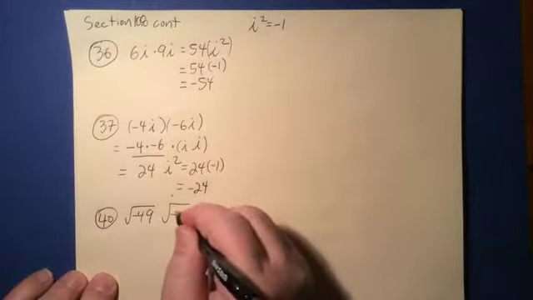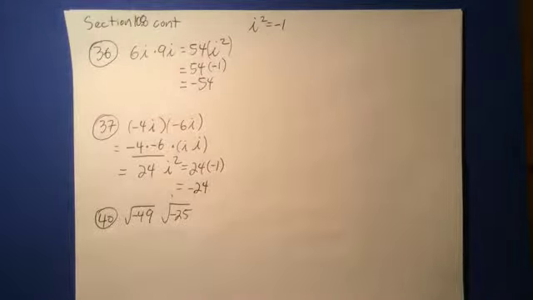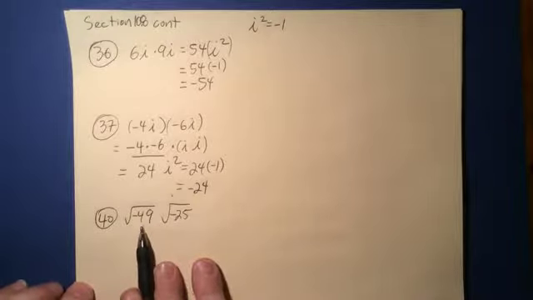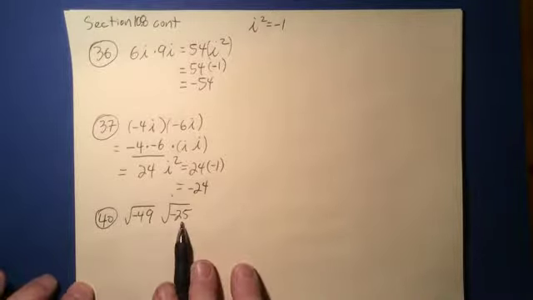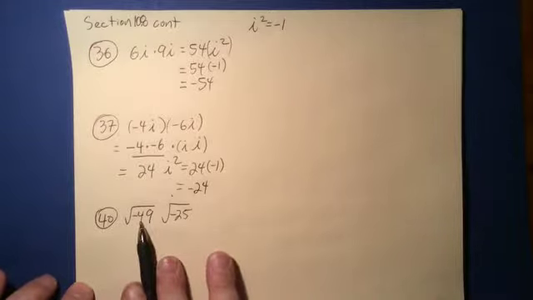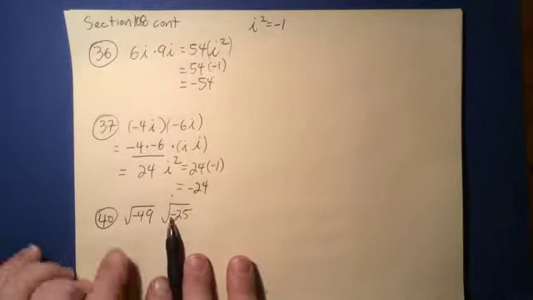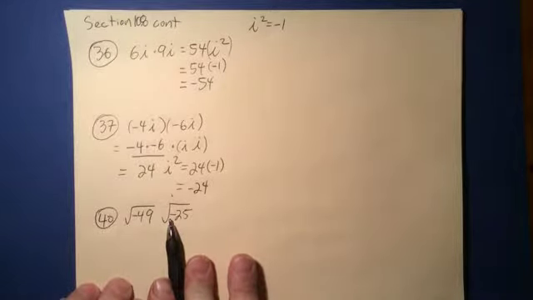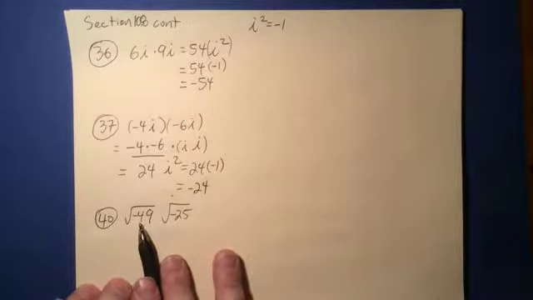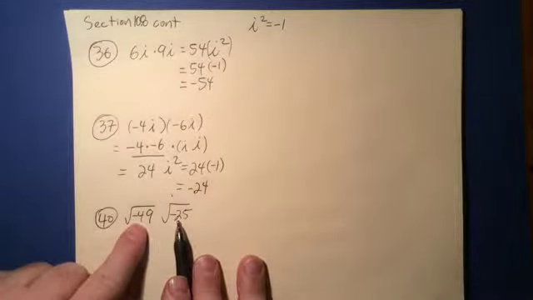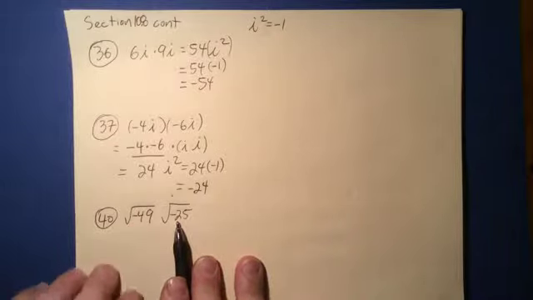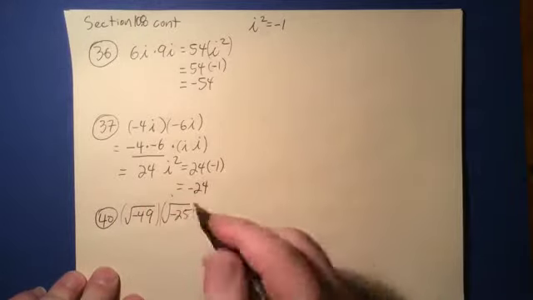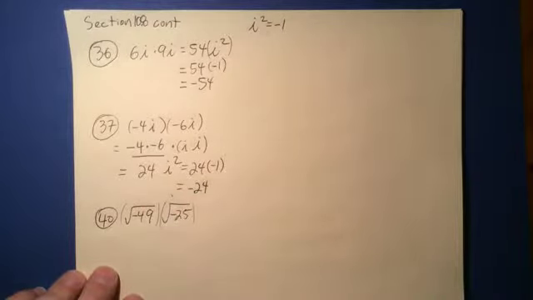times radical negative 25. What we're going to do in this problem is not multiply radical 49 times radical negative 25 first. We're going to simplify each of these radicals. What students will try to do sometimes is say, oh, I know if I multiply 49 times 25, the two negatives will multiply to a positive. You cannot do it this way. We need to simplify underneath each radical first.